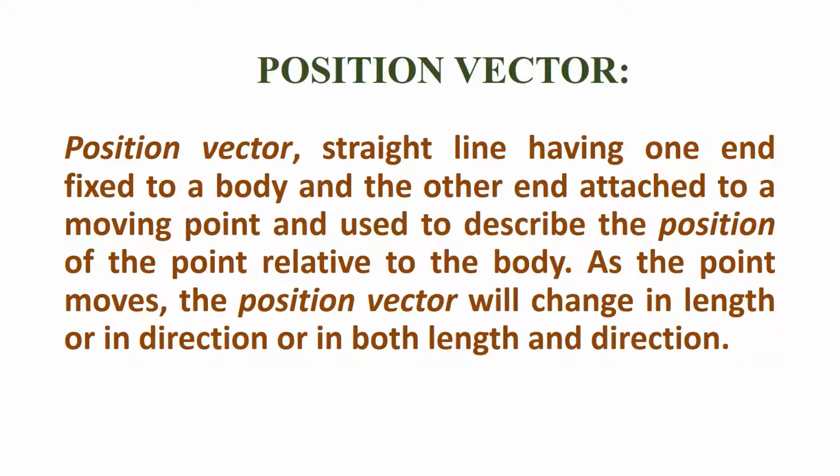What is a position vector? A position vector is a straight line having one end fixed to a body and the other end attached to a moving point, and it is used to describe the position of the point relative to the body. As the point moves, the position vector will change in length or in direction or in both length and direction. So let's take an example.